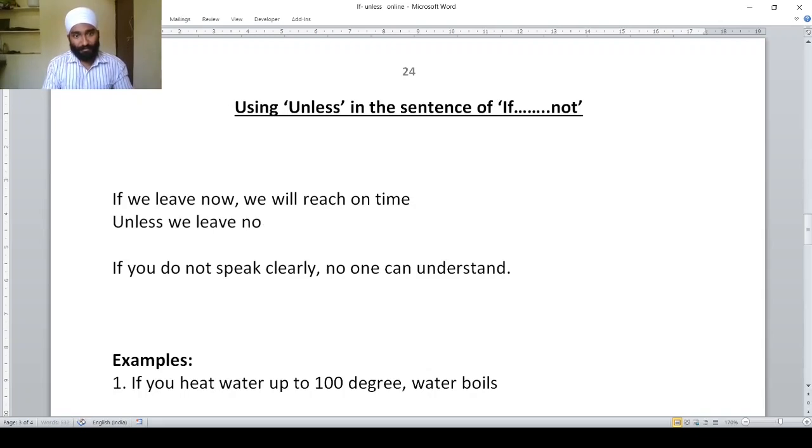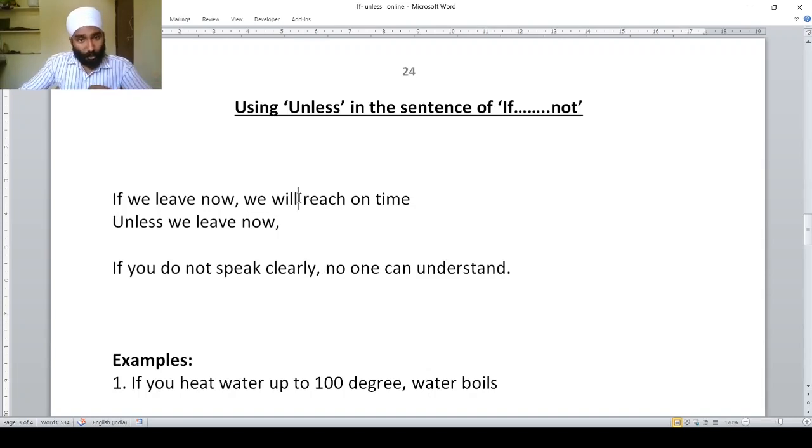So if you use unless we leave now, comma. If you have used unless means you have used if not, you have made the sentence negative. So this first condition is becoming false here. It means we are not leaving now. If we don't leave now, what will happen? We will reach on time? No, we will not reach on time because our first condition is false. We are not leaving on time. This is why we will not reach on time.